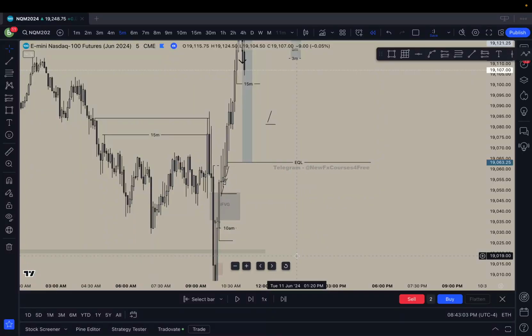So basically, target higher time frame liquidity sweep paired with inversion, targeting unfilled fair value gaps. Yep.